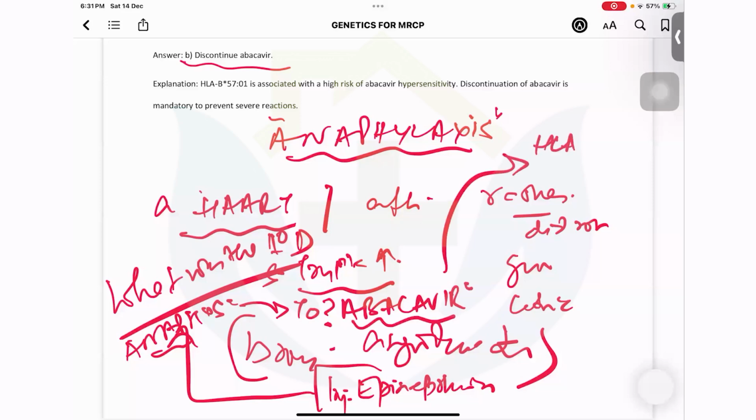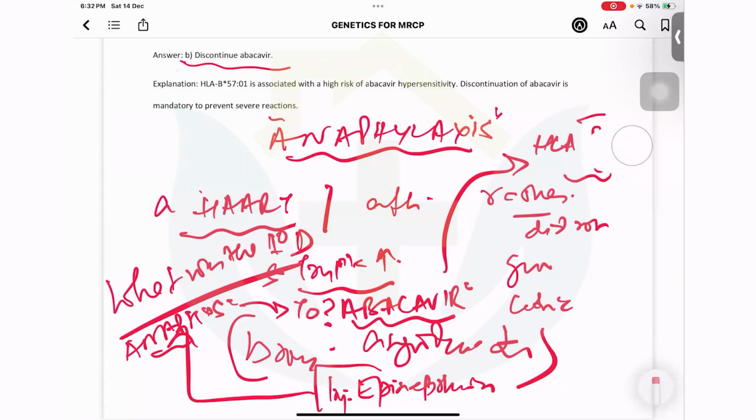You will look for HLA-B5701. Okay. So yes, HLA testing is very routinely done for these patients. If you are starting the patient on this drug for HIV, this is HLA-B57.